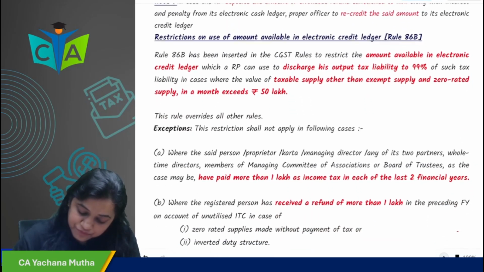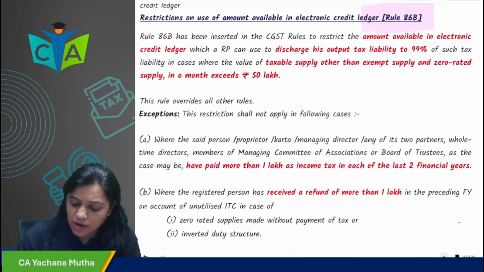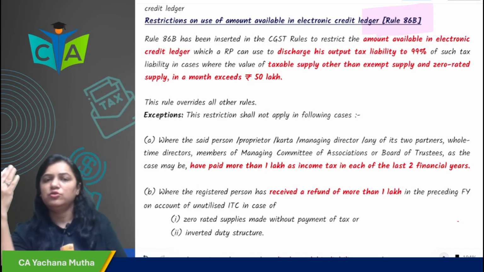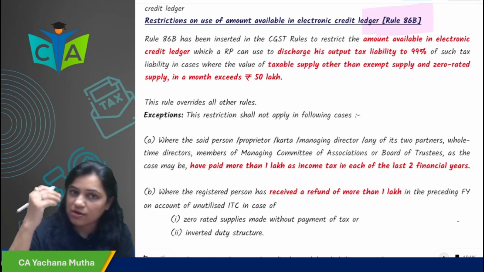Okay. Now, rule 86B, not very important. What we have discussed up till now is very important. The questions might come from that, the practical questions, the implications of those points which we have already discussed up till now.